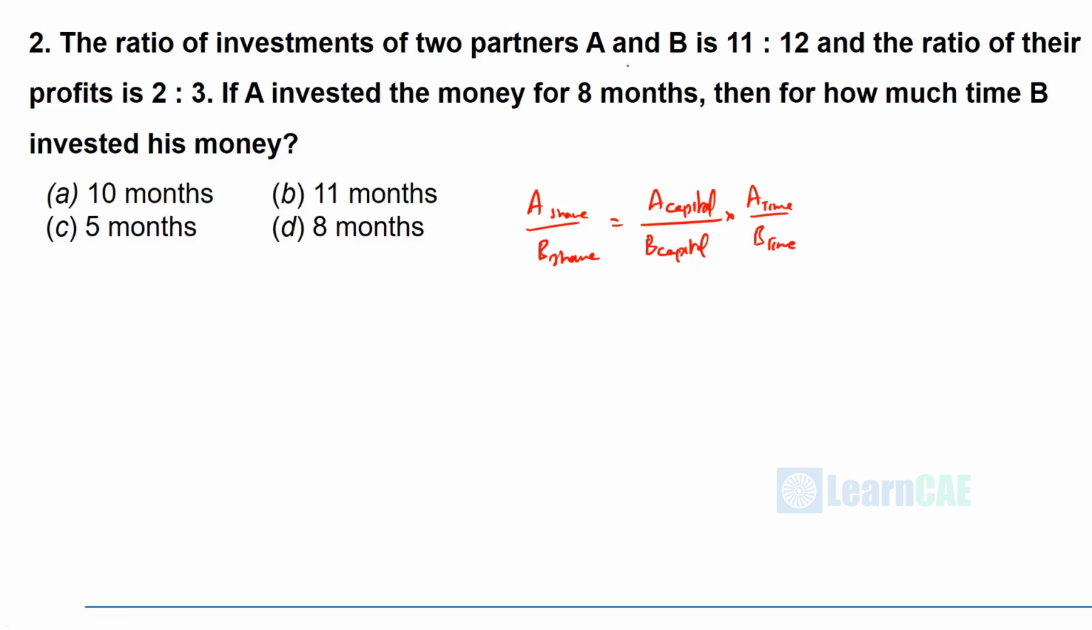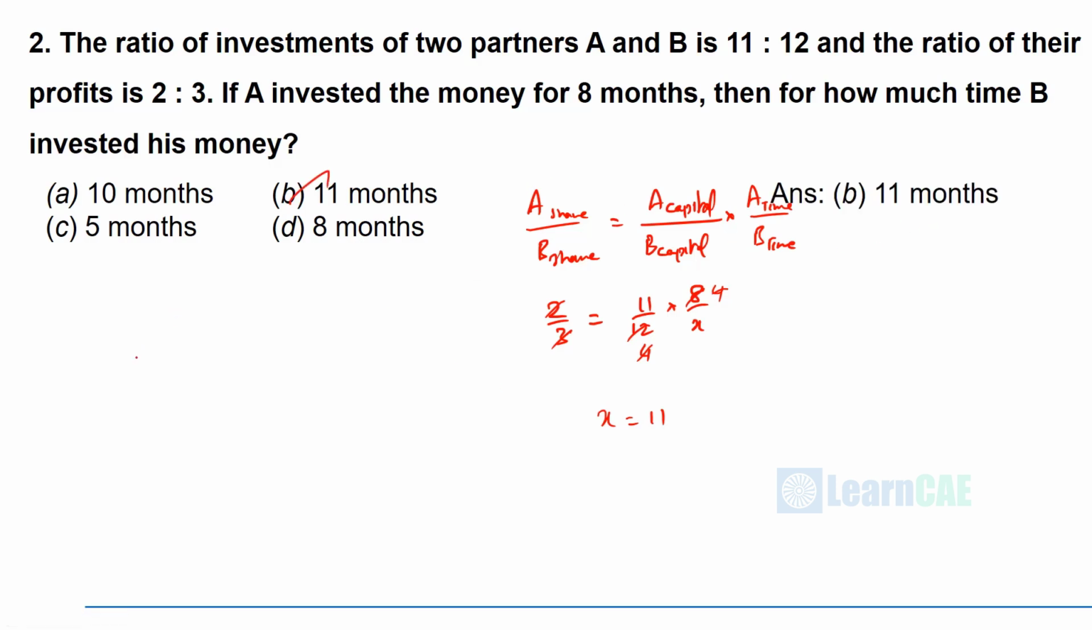So the ratio of the investments is 11:12 and the ratio of their profits is 2:3. Therefore, 2 by 3 is equal to 11 by 12 into A's time, which is 8 months. Let B's time be X months. So we shall find out X from this. Okay, we can divide here. This will be 4 times and this will be 4 times. Again this will get cancelled. So X is equal to 11. So B invested for 11 months.